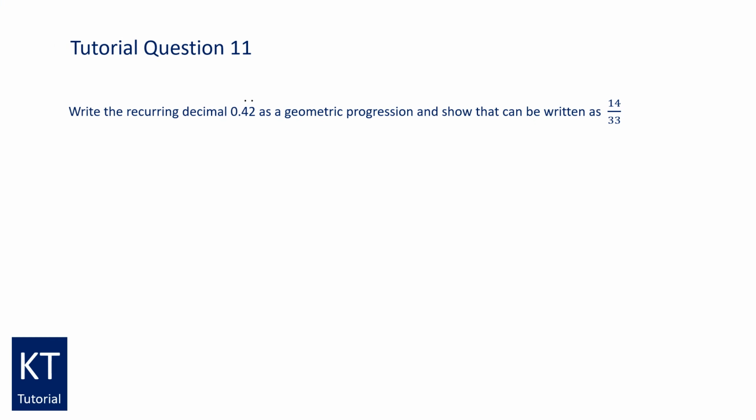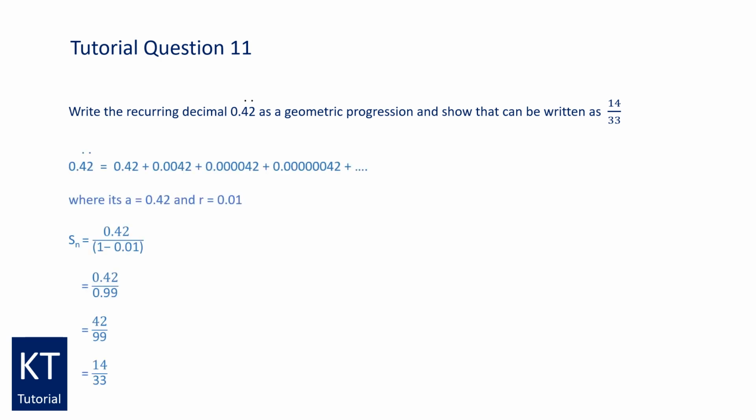Tutorial question 11. Write the recurring decimal 0.42 as a geometric progression and show that it can be written as 14 over 33. By writing its recurring decimal of 0.42 as being 0.42 plus 0.0042 plus 0.000042 and so on, where this is a equals 0.42 and r equal 0.01 in a geometric progression, we could solve for its sum as being 14 over 33.